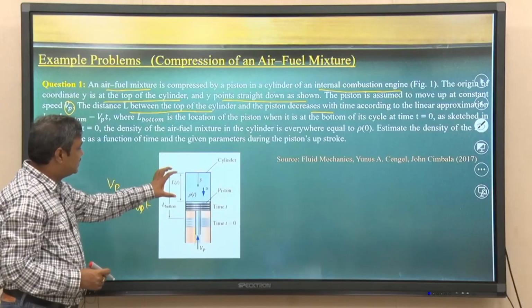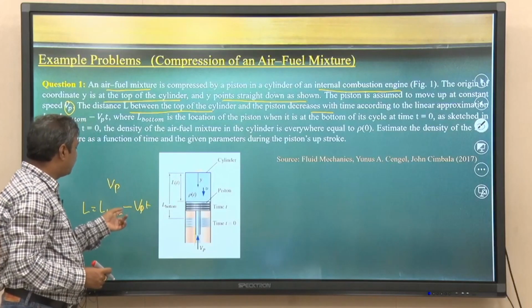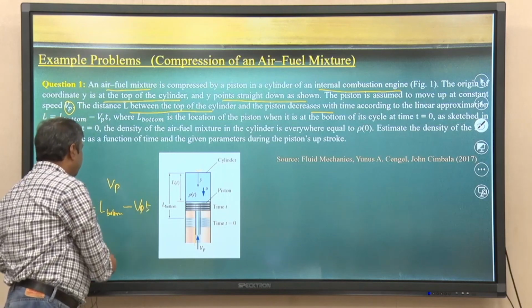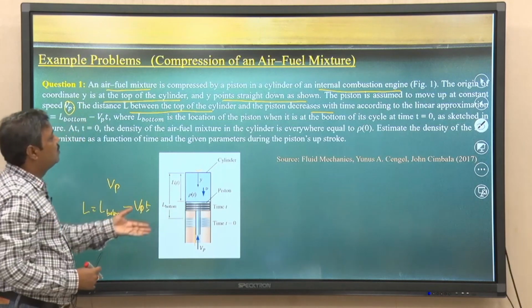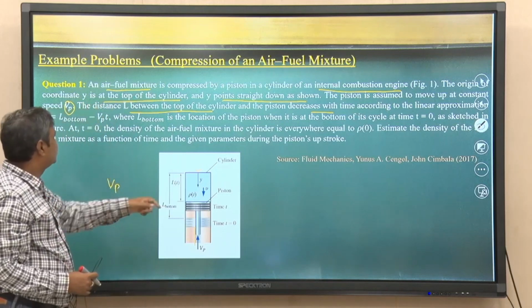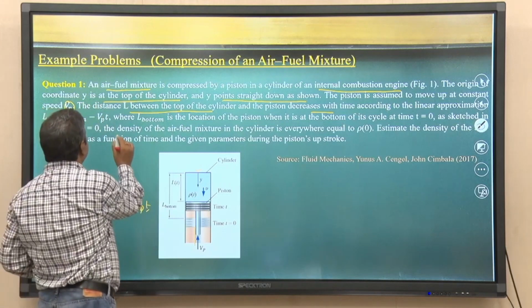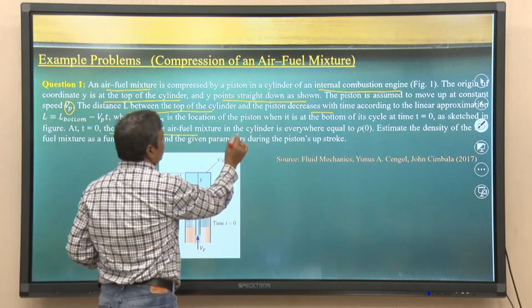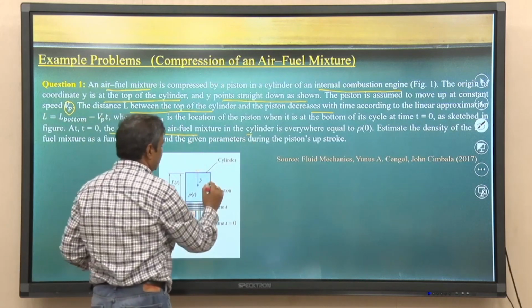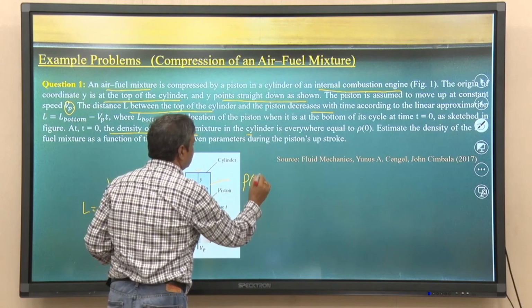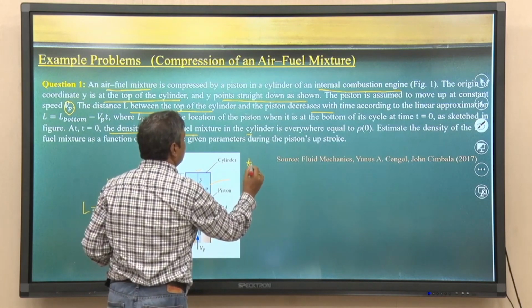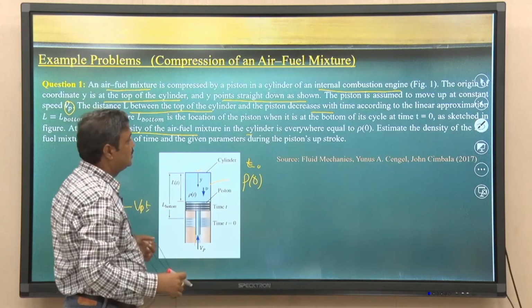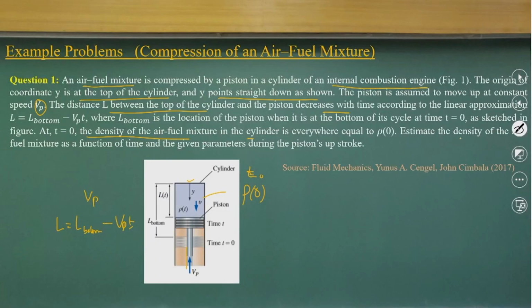So, that means this L is decreasing as a function of time, and Vp is the velocity of the pistons. If at t equal to 0 the density of the air mixture is constant everywhere, that is rho naught, then estimate the density of the fuel mixture as a function of time given the parameters during this piston stroke.